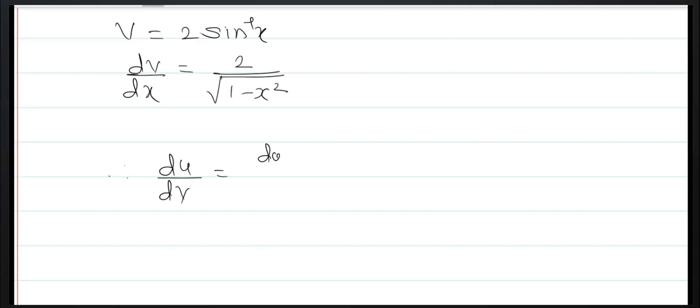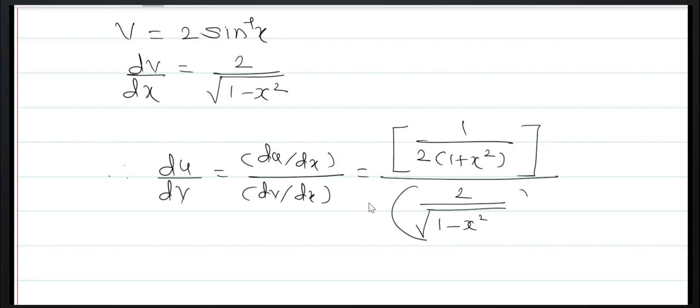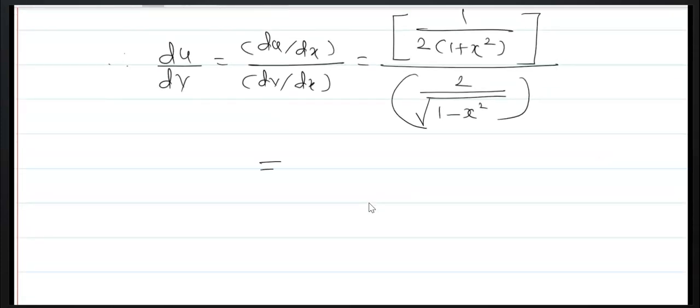Therefore, dv by dx is 2 upon root of 1 minus x square. Therefore, du by dv is equal to du by dx upon dv by dx, that is 1 upon 2 in bracket 1 plus x square upon 2 upon root of 1 minus x square.